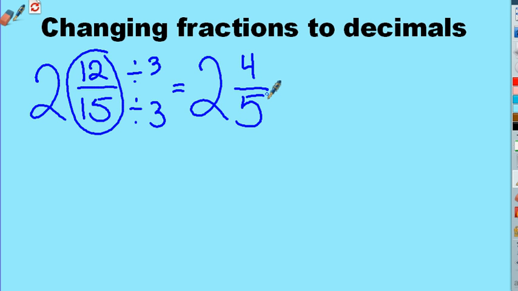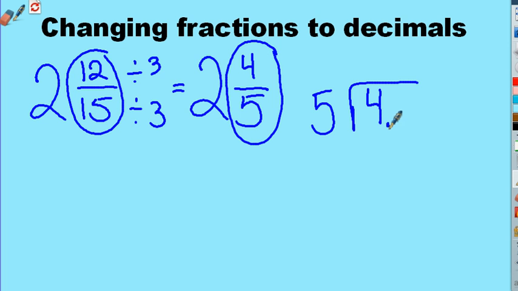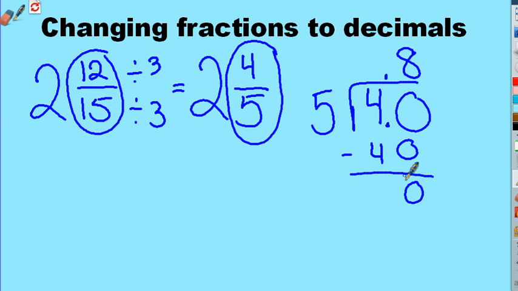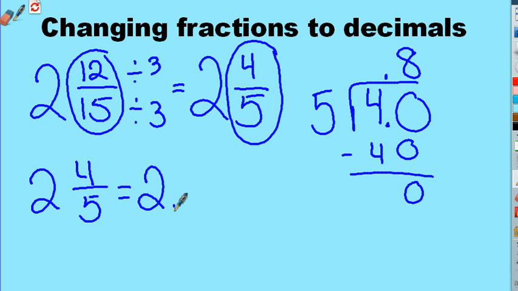Now I would take my fraction and change it to a decimal by dividing 4 divided by 5. And how many times can 5 go into 40? 8 times. So my answer is 2 and 4/5 is the same as 2.8. Don't forget to put your whole number. Okay. Keep practicing this using your textbook and you should do okay.